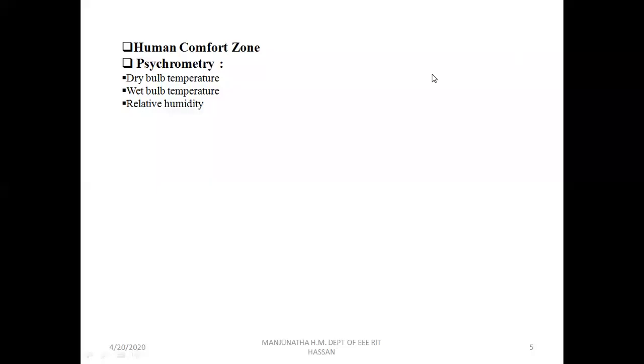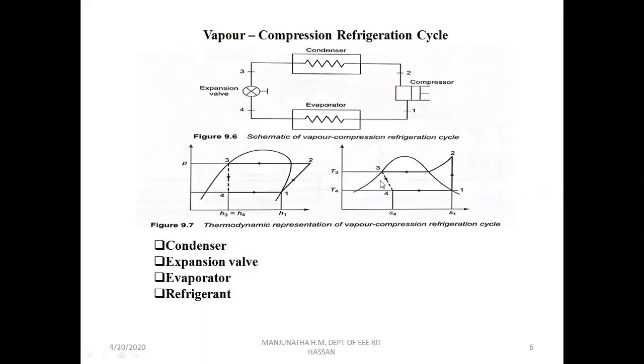Okay, good morning, students. In the previous class we discussed the basics of the HVAC system, the human comfort zone, and the psychrometry of the HVAC system. Today we are going to discuss the vapor compression refrigeration cycle.